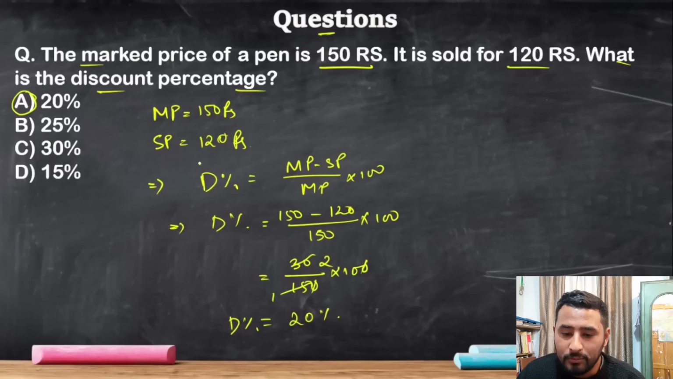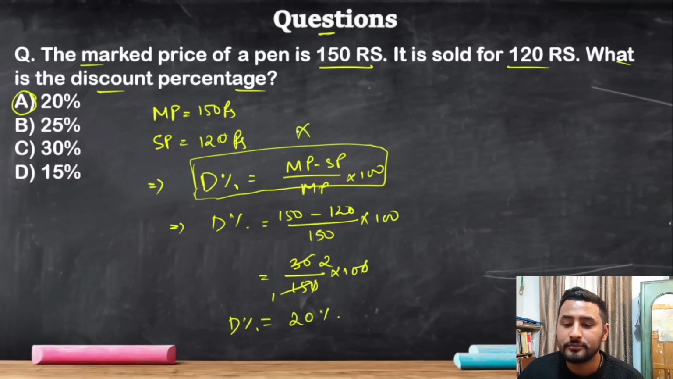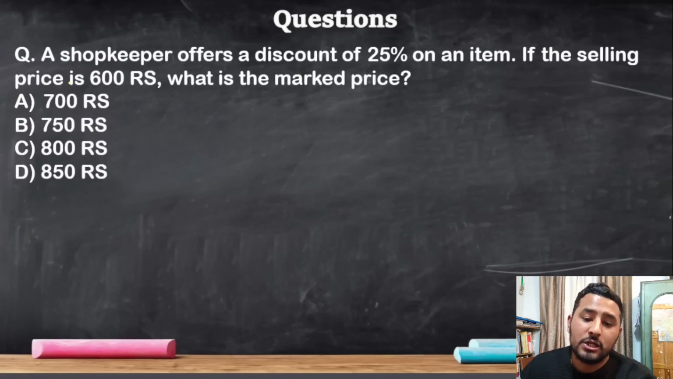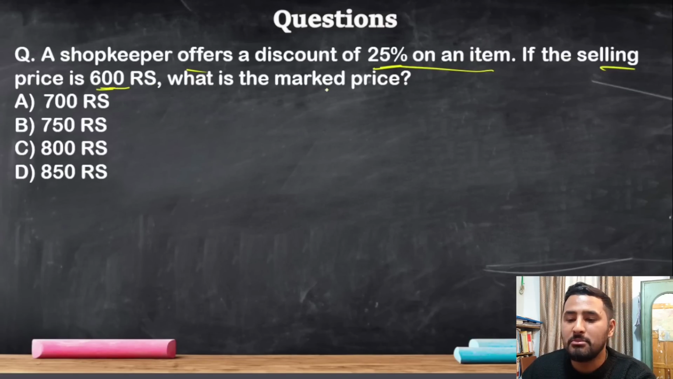Okay, I hope you're getting my point. This is the formula that I have used. Okay, let's see one more question. A shopkeeper offers a discount of 25%. And now see, discount percent is given. If the selling price is 600 rupees, what is the mark price?